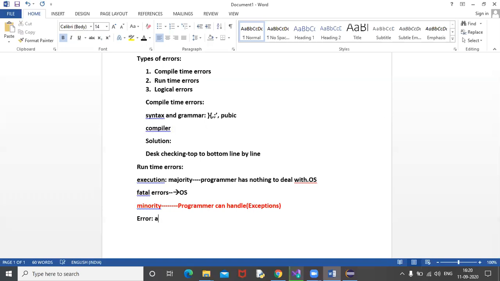An abnormal event which a programmer cannot deal. That is error. An error is an abnormal event which a programmer cannot deal. Nothing to do with it. And then what is an exception?